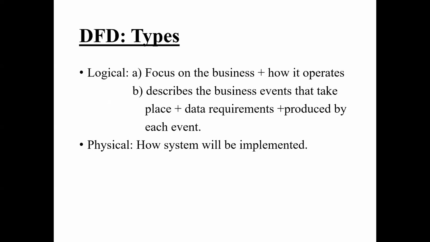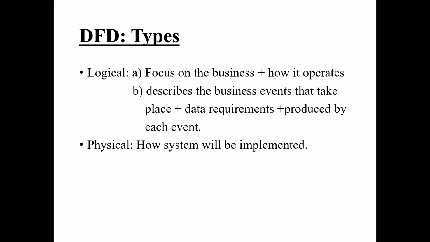Now we will understand the types of data flow diagram. It could be either logical or physical. When we are talking about a logical data flow diagram, it focuses on the business and its operations, how the events are going to take place, what the data requirements are, and what the output of each event will be. That will be shown in the logical data flow diagram. It focuses on its operation, the requirement of data, and the output.